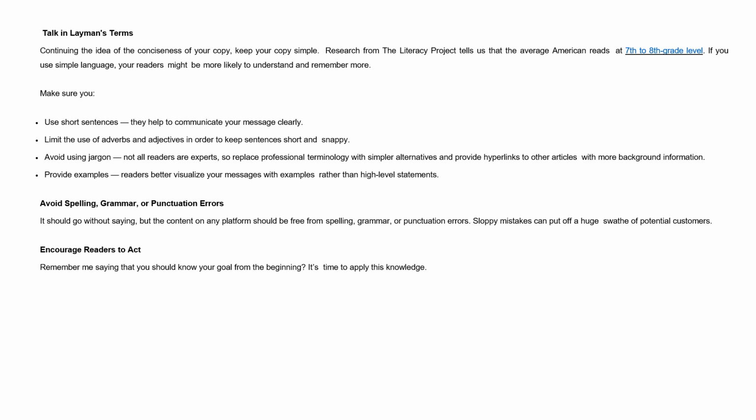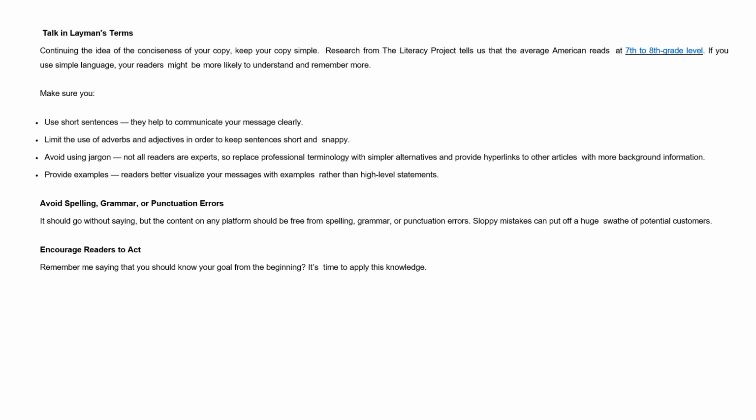Limit the use of adverbs and adjectives in order to keep your sentences short and snappy. Avoid using jargon because not all your readers are experts. So replace professional terminology with simpler alternatives, or provide hyperlinks to other articles with more background information. Provide examples. Readers better visualize a message with an example rather than a high-level statement. Avoid spelling, grammar and punctuation errors.